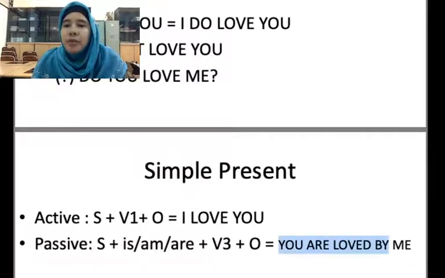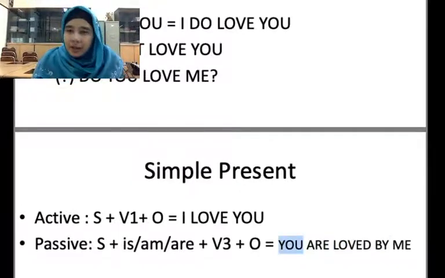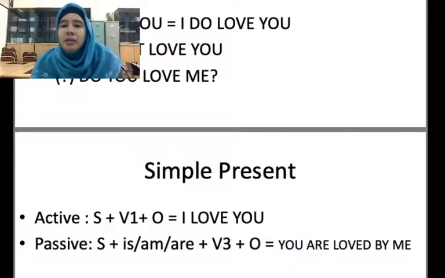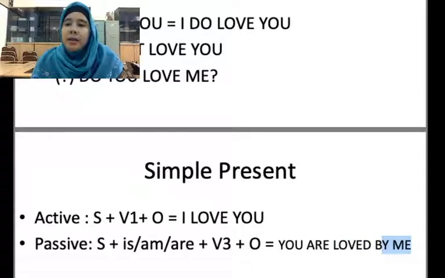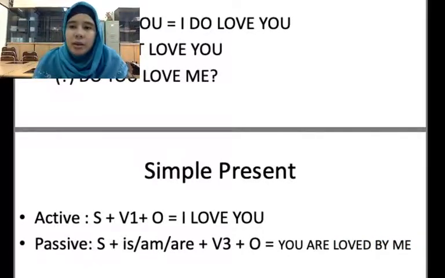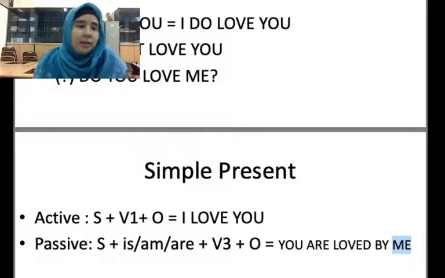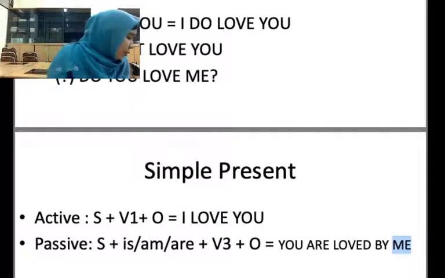And then it is this example. You are loved by me. You as the subject, are as the be, loved as the verb 3, by me as the object. Perhaps you want to know why it is changed into me, dari I ke me, because I is the subjective pronoun, and then me is the objective pronoun. Okay, so you may go back to the pronoun materials.